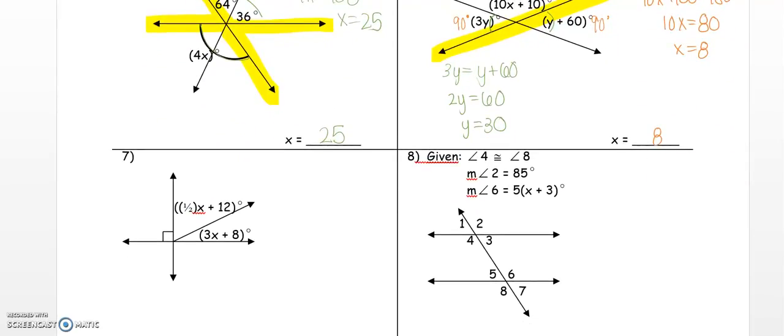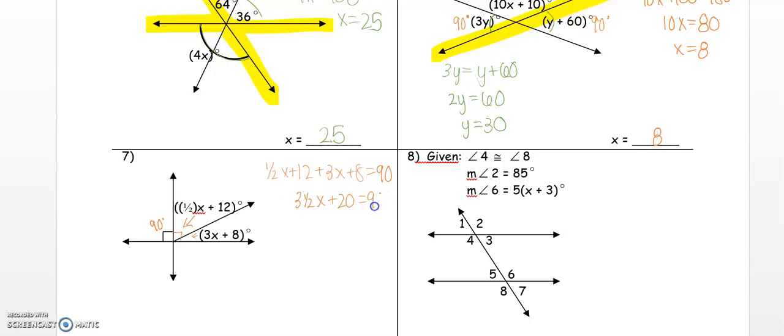Okay. In this case, we're given that we have perpendicular lines, so we know that this measure here will be 90. This angle is talking about this smaller crook angle. This angle is talking about this one. We know that if one angle of a straight angle is 90, the other angle also has to be 90. So we can set up the problem 1/2 x plus 12 plus 3x plus 8 equals 90. And then all we're doing is solving this.